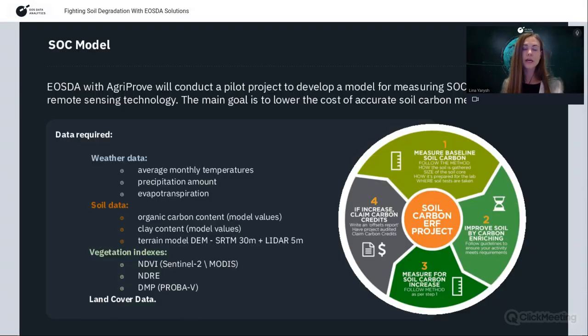And what we do together with AgriProve, we're building this model that considers weather data, vegetation indices data, and soil data that is provided by our partner. This is soil sampling data. This is the most expensive and most time and resource consuming step, because every farmer who wants to enter this program needs to do soil sampling beforehand.